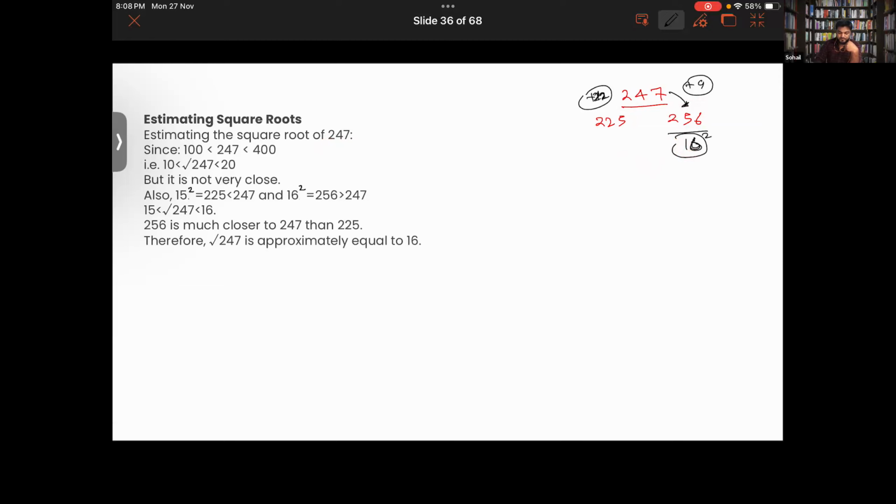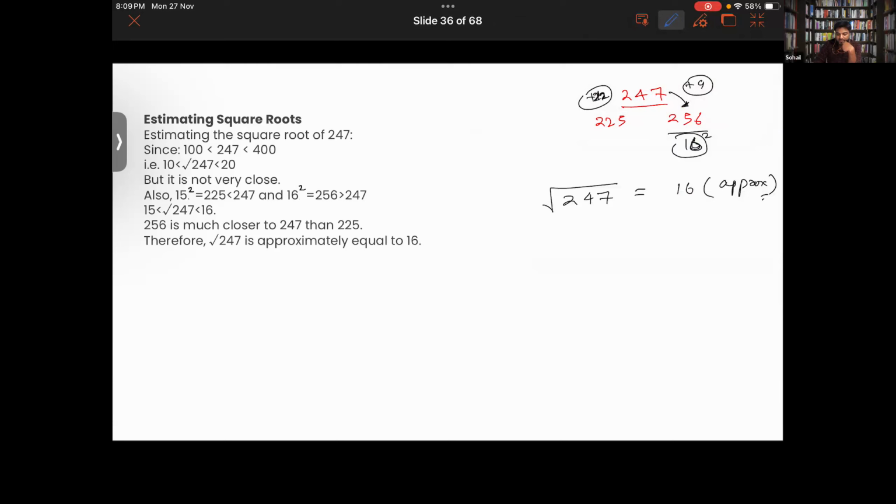I'm saying the square root of 247 will be closer to 16. The approximate value will be around 16. It would be around 15.71. By the long division method we will find that also, while if we only have to estimate, we can estimate it will be closer to 16. Okay, let's do some practice questions.